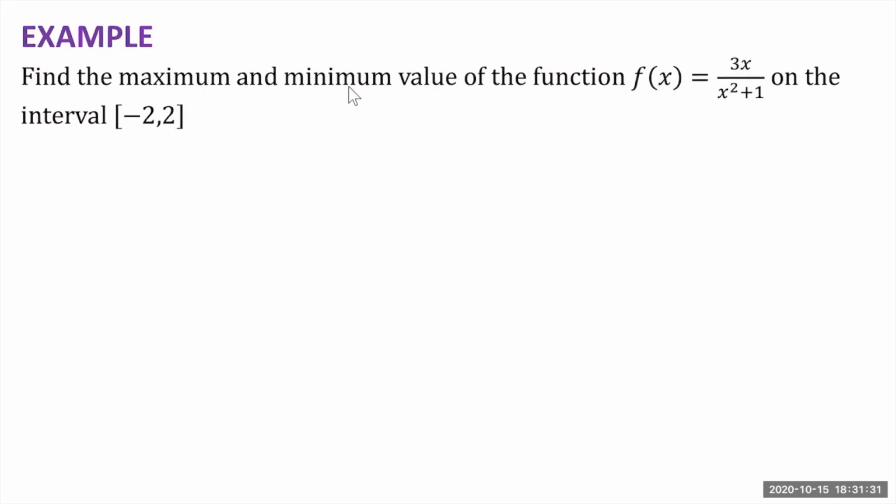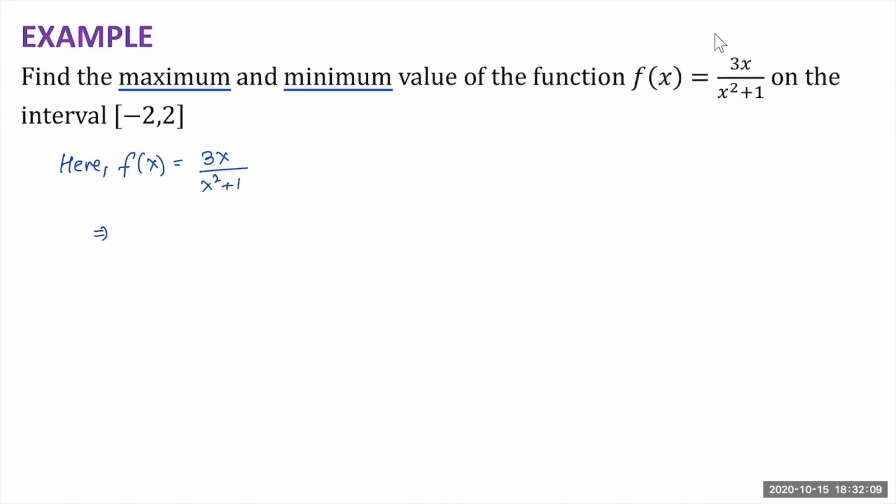Now, we need to find the maximum or minimum value. We know that the maximum or minimum value occurs at the critical point. That is the point where the first derivative is undefined or the first derivative is 0. And also, in order to verify whether we have maximum or minimum at the critical points, we are going to use the second derivative. That means we need to find the first and second derivative of this function first. So let's find them. Here, the function is 3x over x squared plus 1.